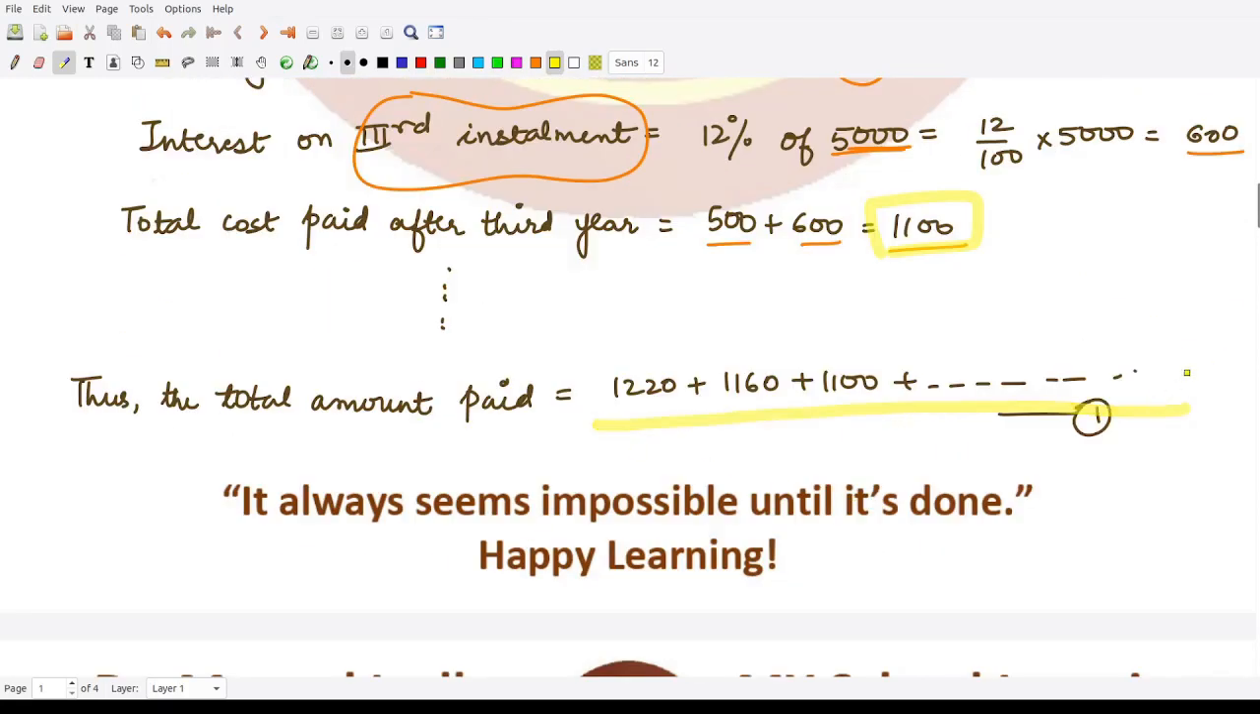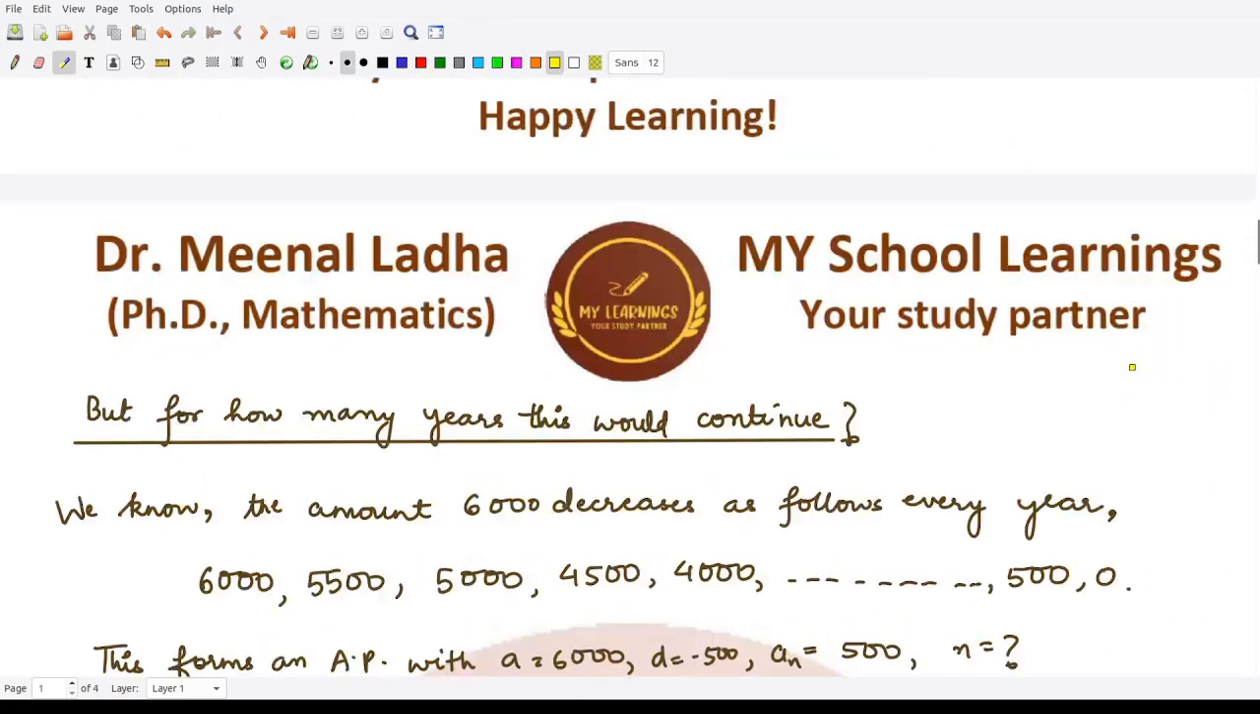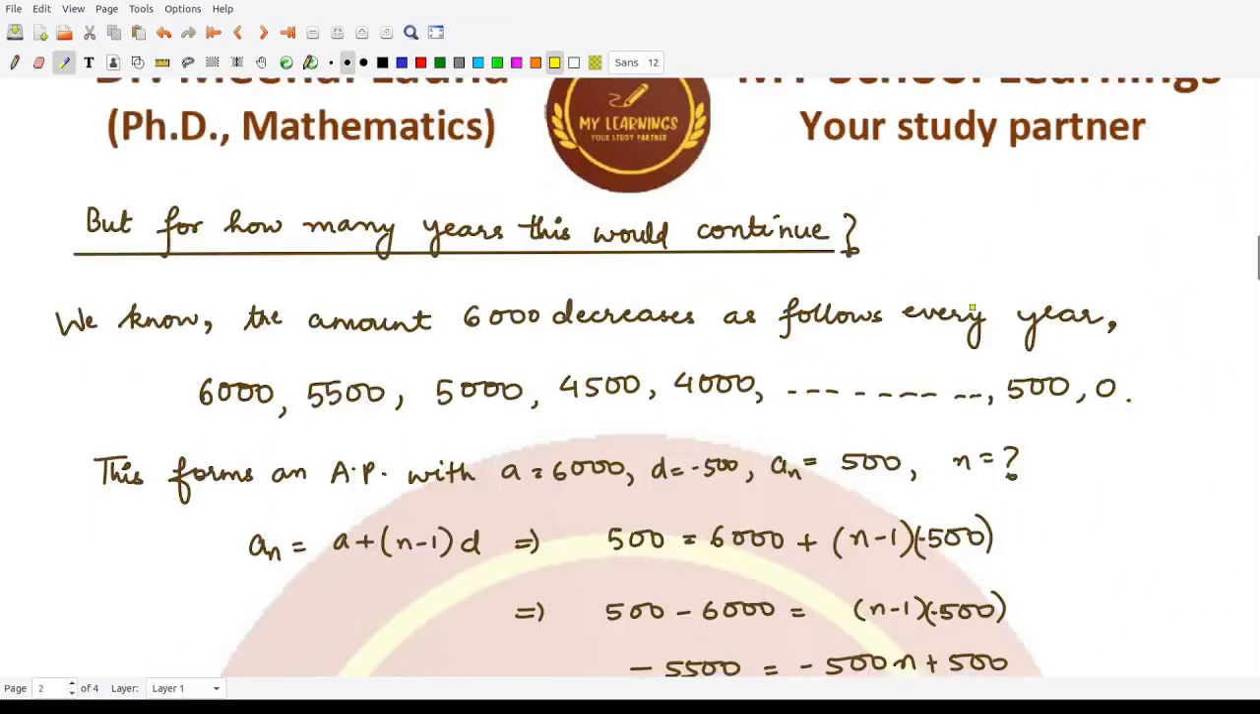So we have to see up to what term we will go, right? For how many years we have to perform this, and only then are we able to calculate the interest. So we have to see for how many years this would continue. So here we know the amount 6,000 decreases per year by 500.